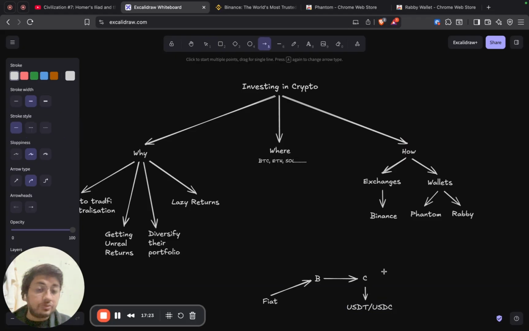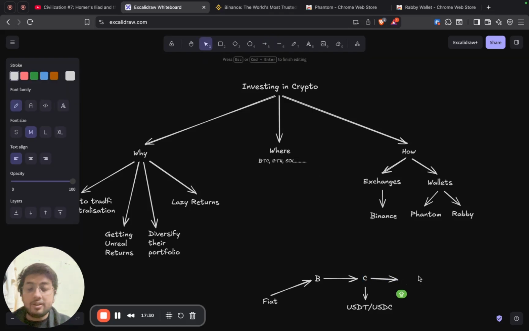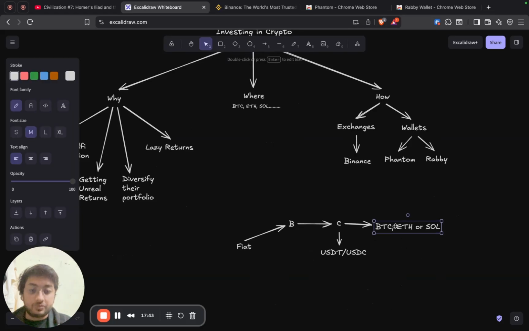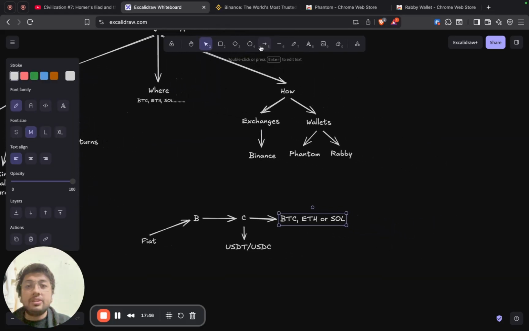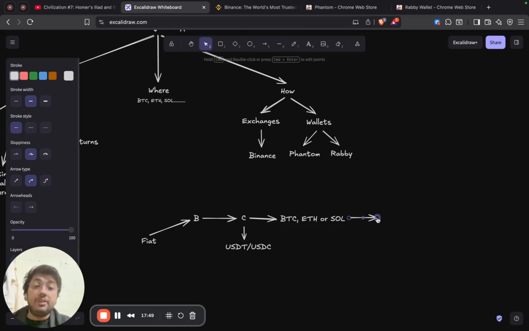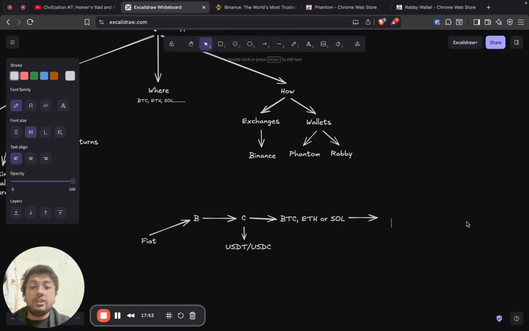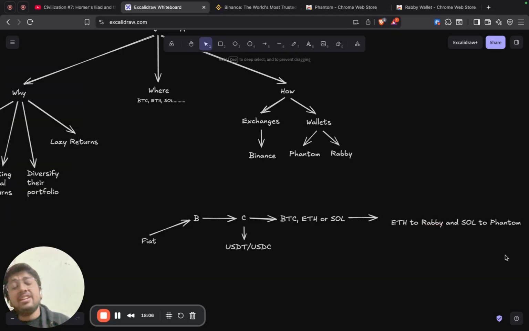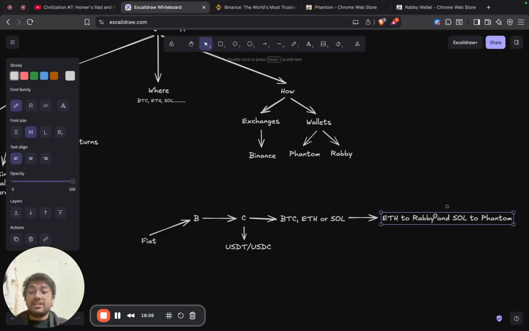And we use the crypto to buy BTC, ETH, or Sol. And then what we do is we transfer ETH to Rabby and Sol to Phantom. What we do with it over there, let's discuss that in other videos. But this will be our basic workflow.